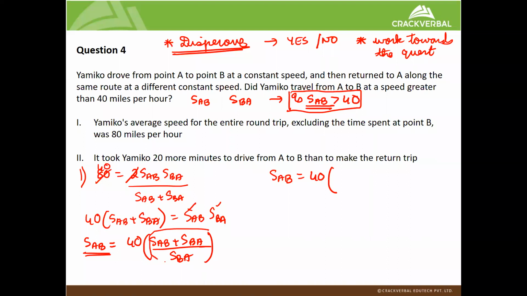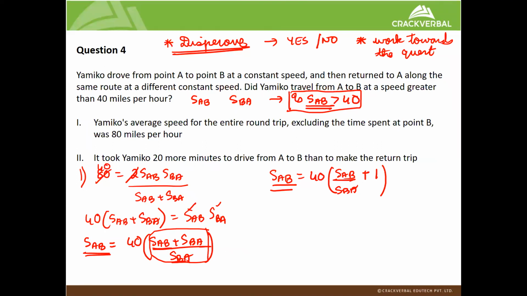I'm going to break this fraction down into two different fractions. So SAB divided by SBA plus SBA divided by SBA gives me 1. Right? I'm just splitting this fraction up. So what does SAB give me? SAB gives me something which is 40 into (SAB by SBA plus 1).